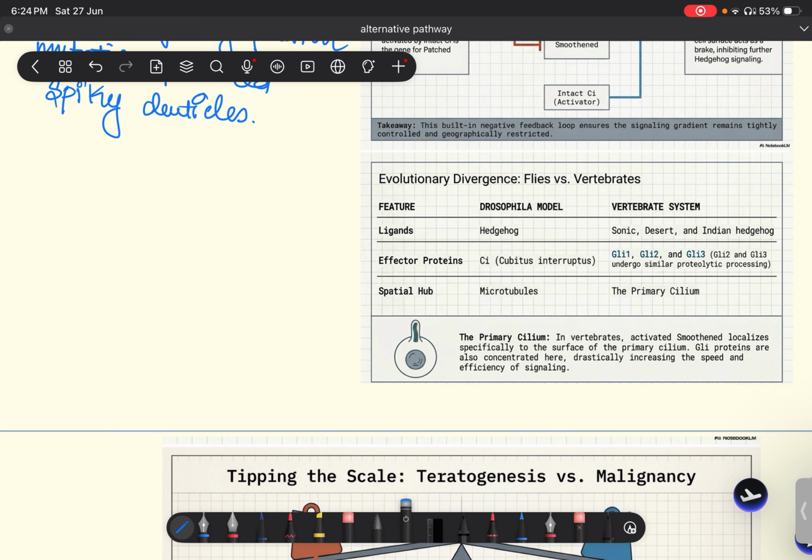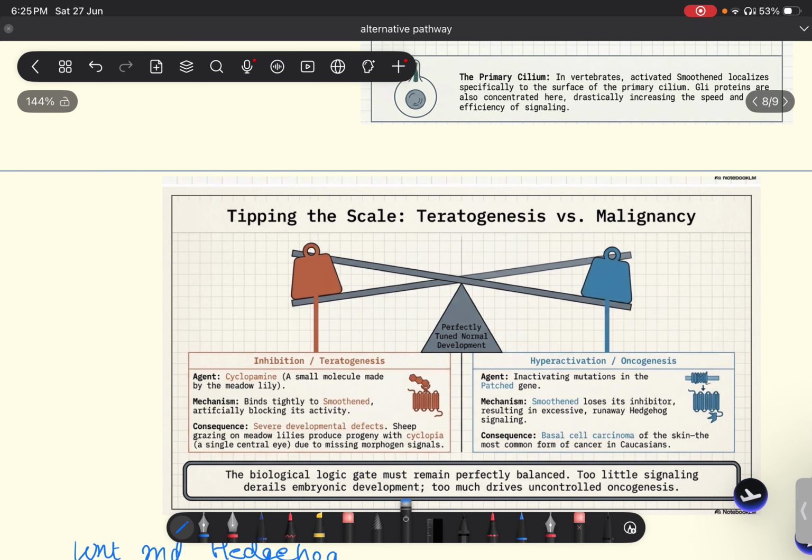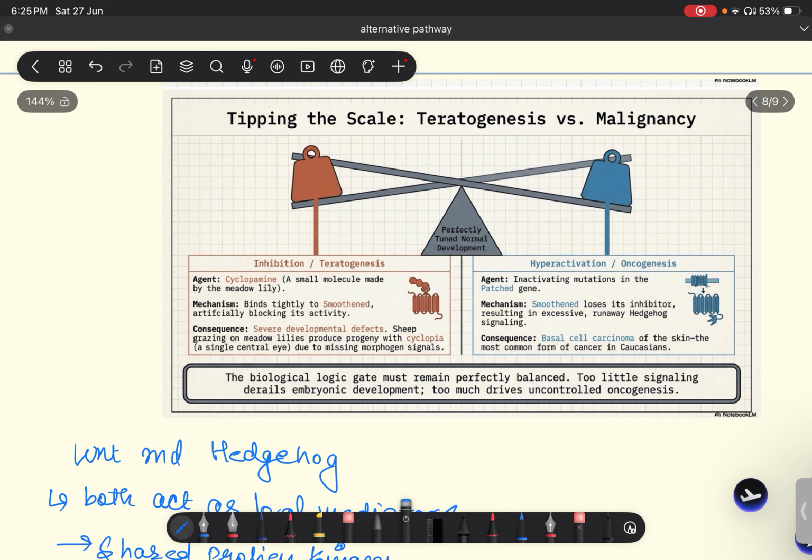We will discuss it. Now, the important thing is that there is an evolutionary divergence as well. In Drosophila, you have hedgehog. Here, the ligands are Sonic, Desert and Indian hedgehog. Here, the CI protein is there. Here it is GLI1, GLI2, GLI3. So, similar mechanism, right? It's in microtubules, it is in primary cilia. Okay.